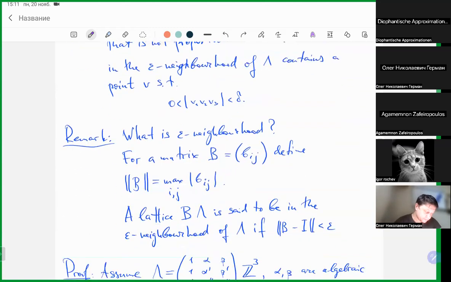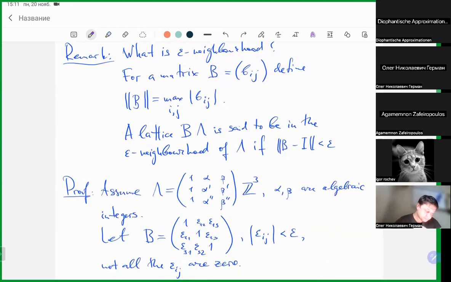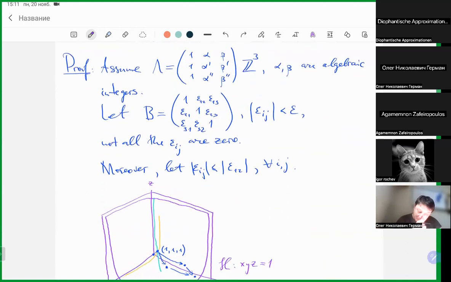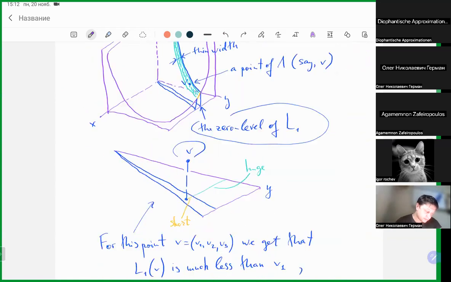And we observed that if our matrix, which alters the lattice, has such a form, then, say, in the simplest case, when here we have just simple zeros, we have a stronger statement. We have the following statement, which we formulated in the very end.